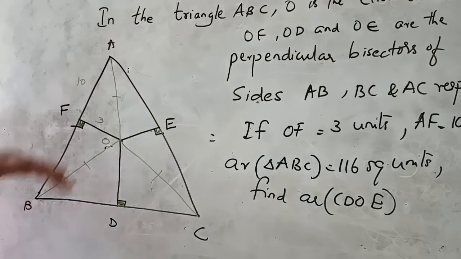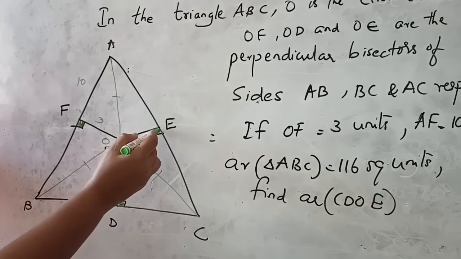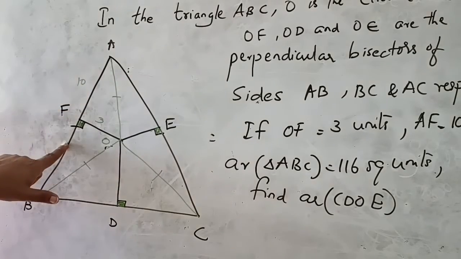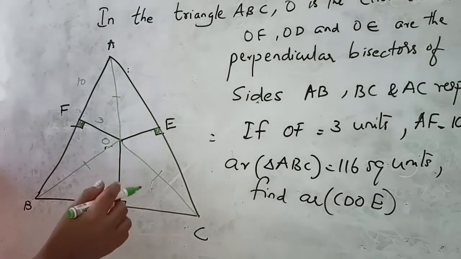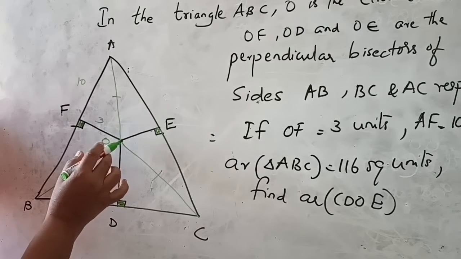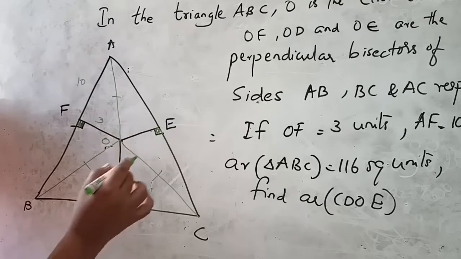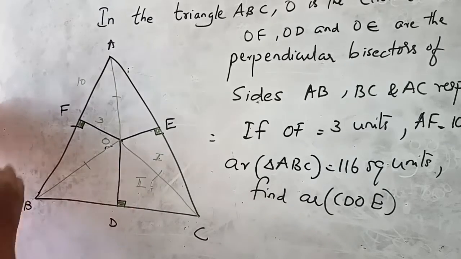I have redrawn the diagram. We have the triangle ABC, and it is mentioned OF, OE and OD are the perpendicular bisectors. So I have marked them to be perpendicular. It is also given that OF is equal to 3 units and AF is equal to 10 units. The area of the triangle ABC is given to be 116 square units. CDOE is the area that we need to find, which we can see is divided into 2 parts. This is one part and this is the other part, right? So let me mark this part as 1 and this part as 2.